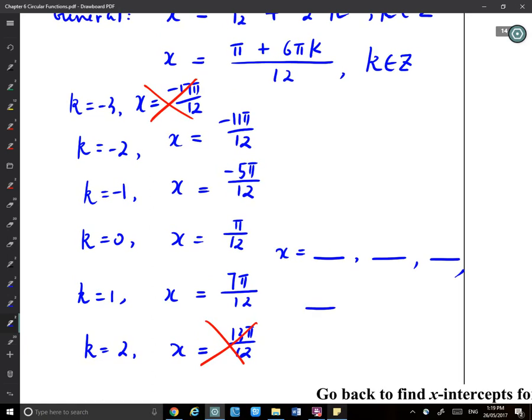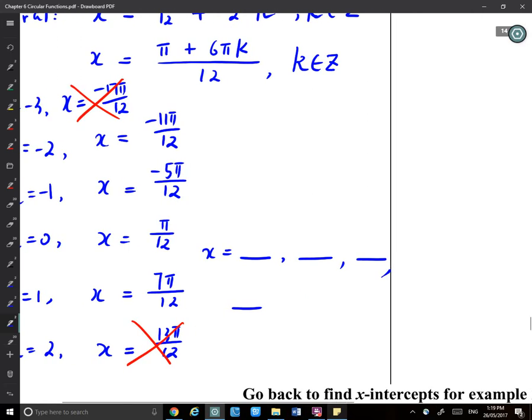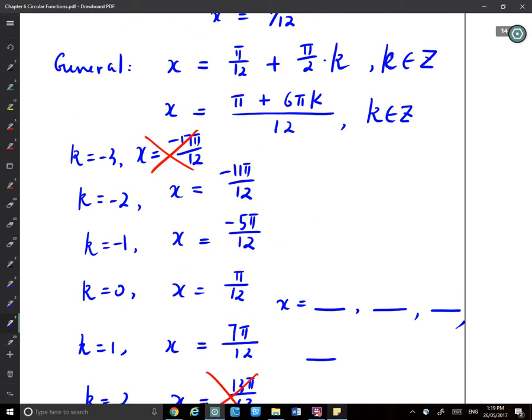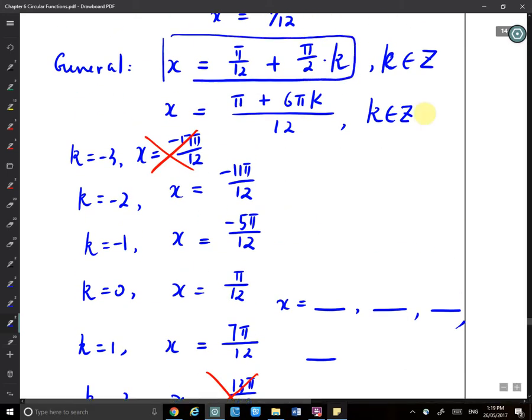We have solved a lot of equations for these 2 lessons. So in solving equations, there can be 2 types of questions. One is, what is the general solution? Second, they will ask you, what is the specific solution? Let's have a look. We have the general solution for this question. The general solution is this one. I can also say the general solution is negative 11 pi over 12 plus pi over 2 k. I can also say that's my general solution.